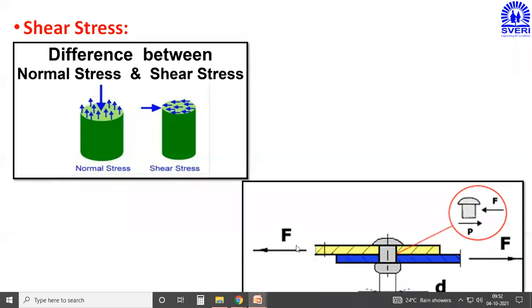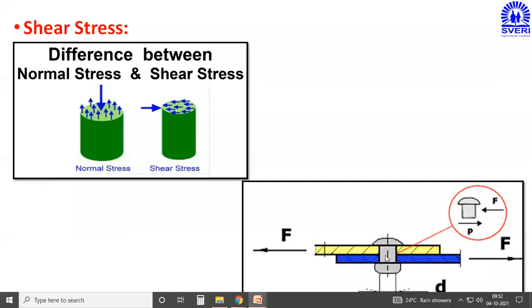And what happens if these two tangential forces are applied on these two plates? There is a shearing action taking place between the two plates. Due to the F amount of force at the top side and another F amount of force at the bottom side, the shearing action takes place between these two plates, and due to that shear force, whatever stress is induced at the center is called shear stress.